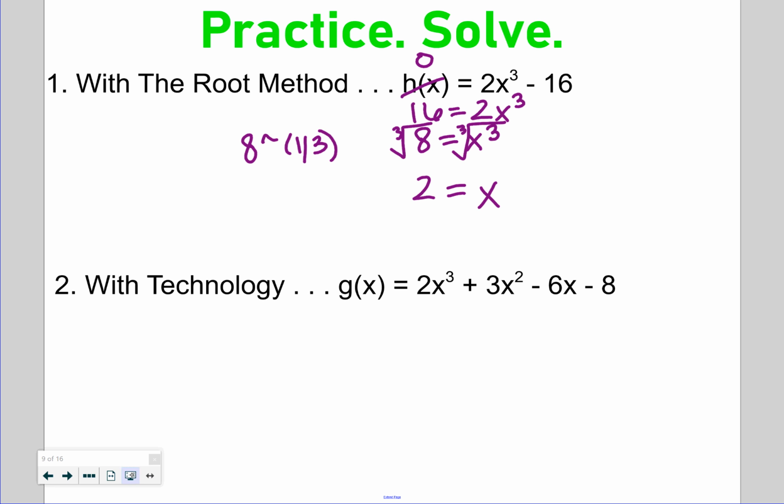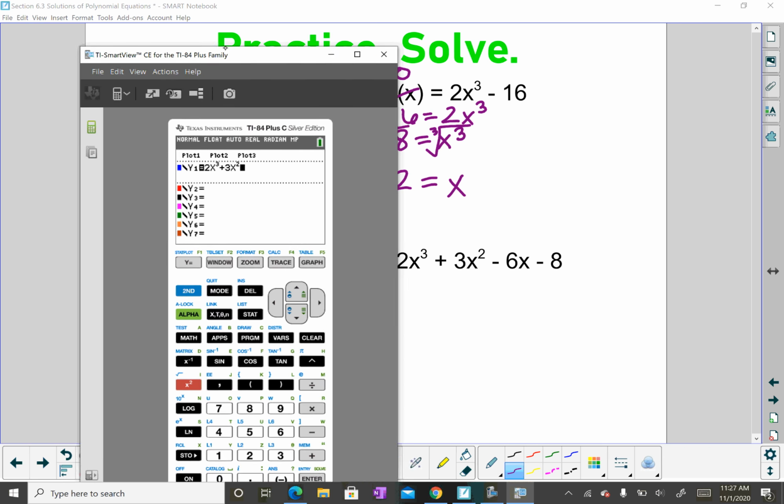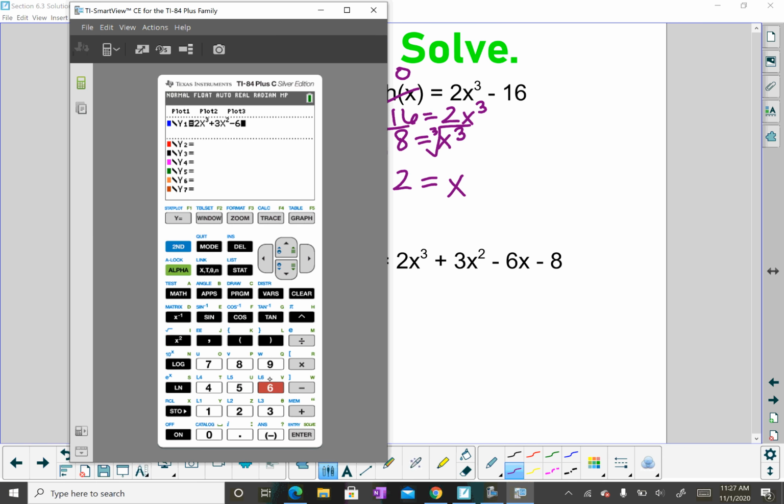The next problem, let's go through in the calculator together, just to refresh. You can check your answers. So I'm going to go to y equals. I'm going to clear out what I've got there, and it is 2x to the 3rd plus 3x squared. Let's see what else we've got here. Minus 6x minus 8. And then I'm going to hit graph.